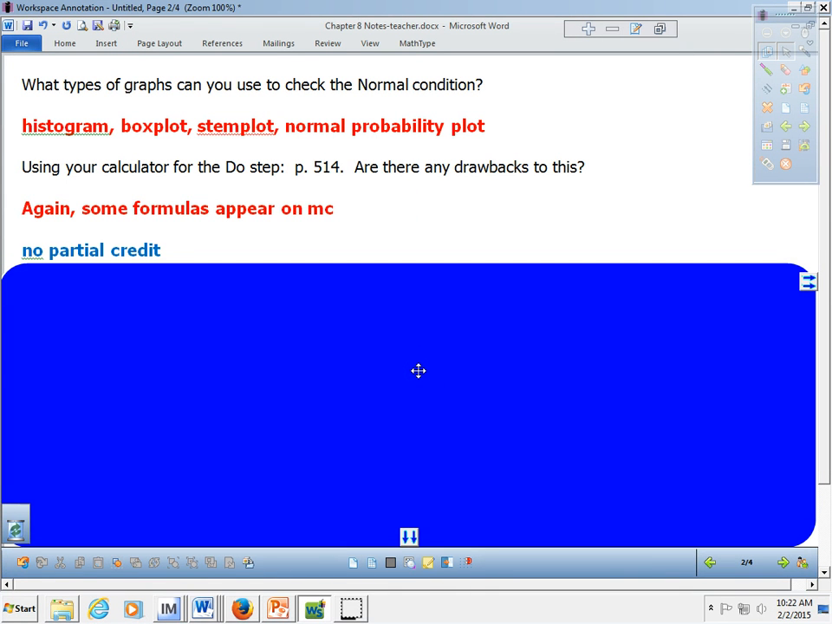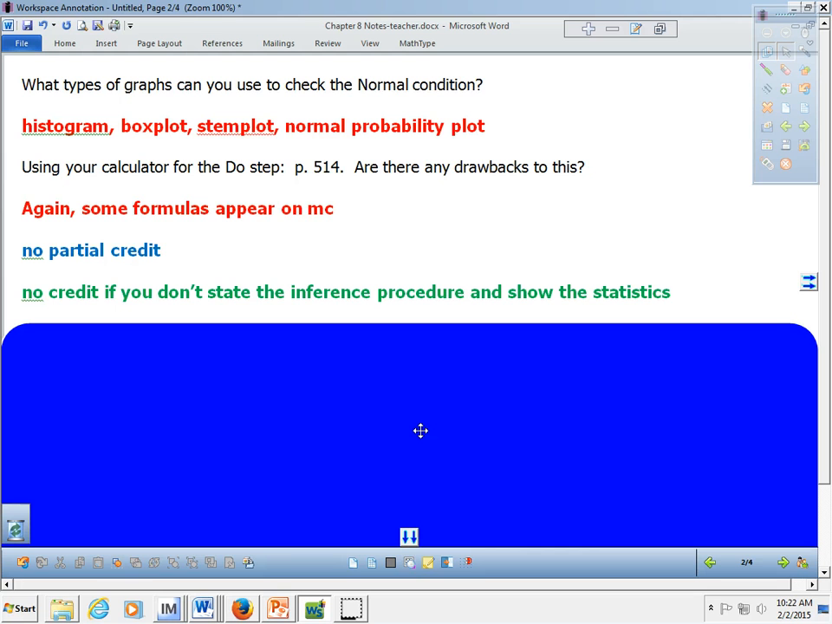Again, on free response questions, you eliminate the possibility of partial credit if you're just going to use a calculator to show the interval. And because on the AP exam that's true, I'm going to tell you right now that you will lose points for not showing the formulas on your test in here, okay?